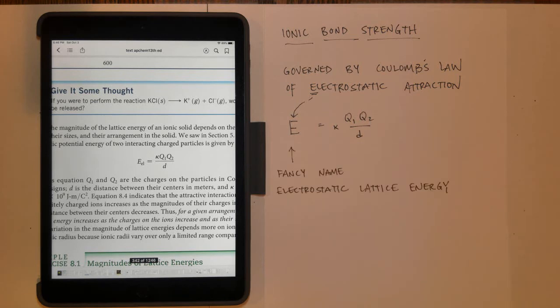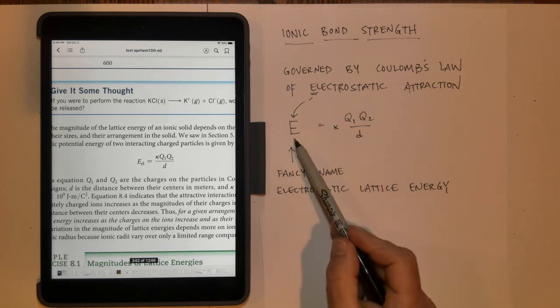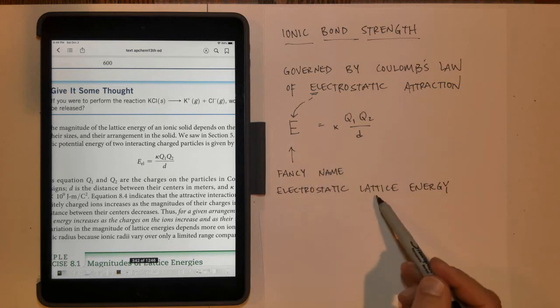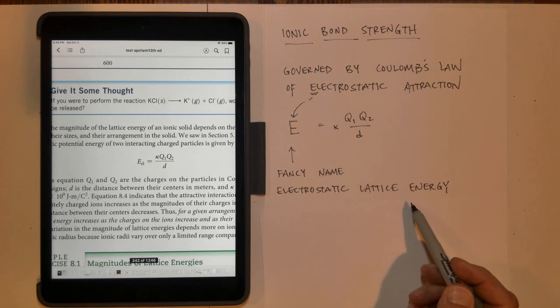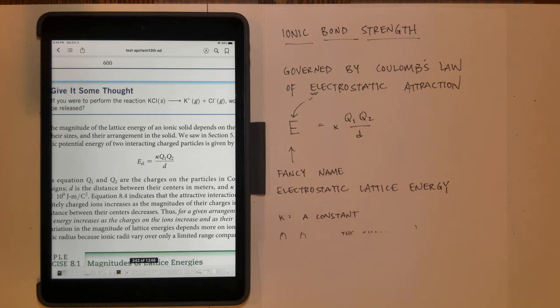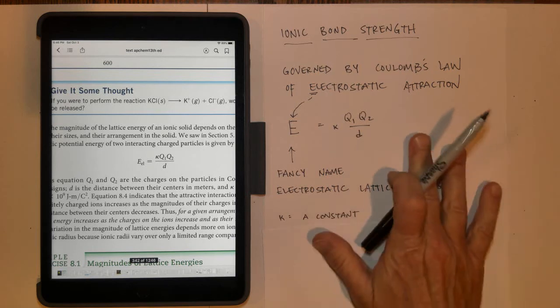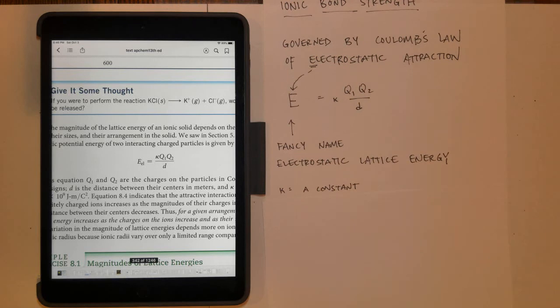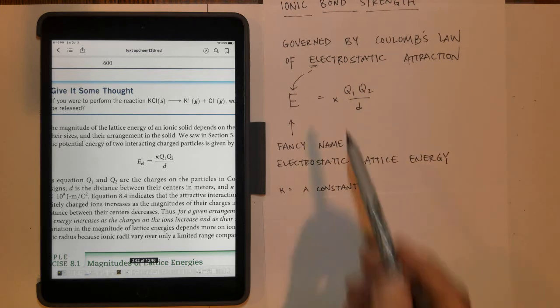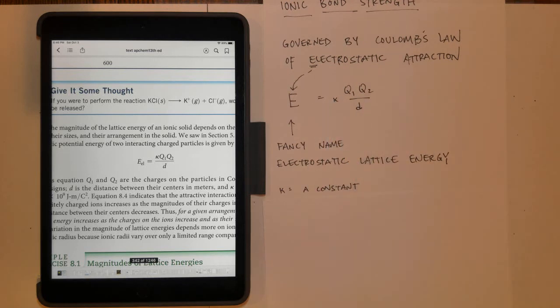Now, the fancy name for E is the electrostatic lattice energy. So the energy associated with forming a lattice, positive and negative charged pieces, that are held together by a certain amount of energy. K is a constant. It's just a numerical value that you never have to memorize. And it's present in all of these, so just know that you can ignore it.